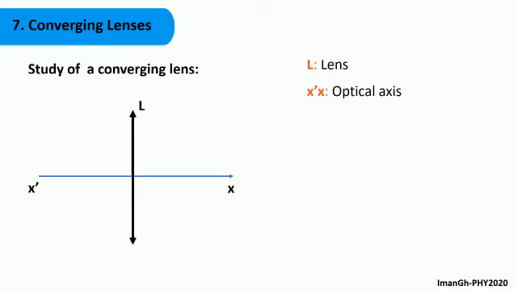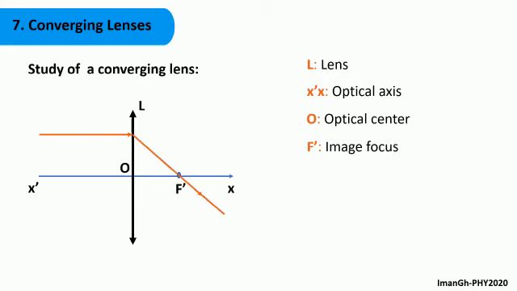When we study lenses, we use ray diagrams. A ray diagram shows the symbol of the lens, L, and the optical axis X'X that cuts the lens L at the middle. The lens and the optical axis meet at the optical center, which is O. The image focus, or F', is the point at which the light rays converge or meet. F' is placed after the lens.